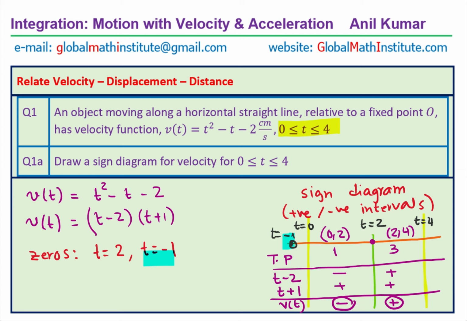Perfect. So let me rewrite the sign here. So we're saying that the summary of sign is right here: in the interval from 0 to 2, we have negative, and from 2 to 4, we have positive sign. Make sense? Even otherwise, to make it very simple for you, you could think like this.